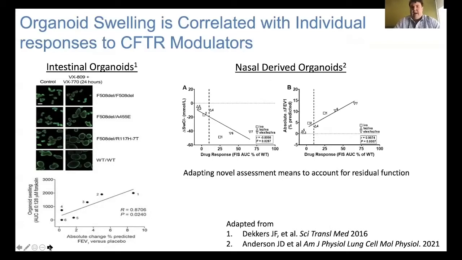Work in our group by Jennifer Guimbellot, which mirrors work underway in many other labs, has shown that nasal-derived organoids can similarly show correlations to both improvement of sweat chloride as well as improvements of percent FEV1 in nasal-derived organoids in various swelling assays, which mirror the work done by the Beekman Group and others. And they are adapting novel method assessments to account for residual function CFTR, to account for this full spectrum of CFTR activation.